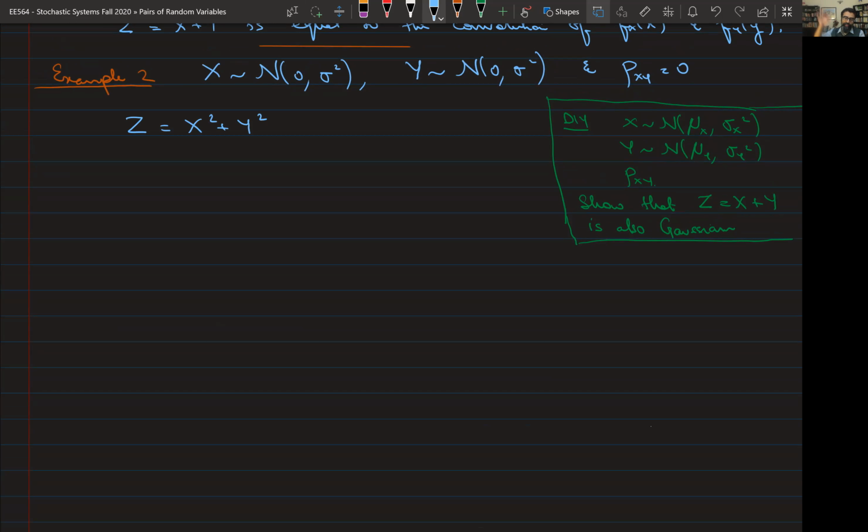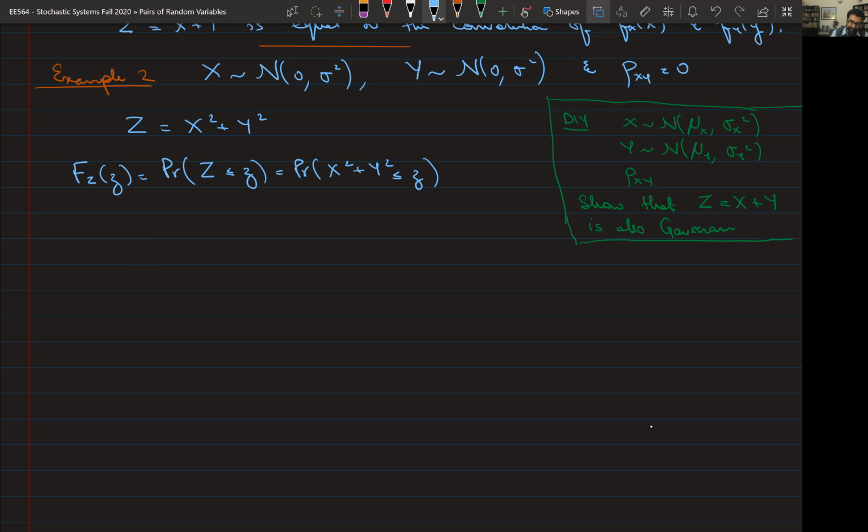If this was a square root, then you would have been finding the PDF of the distance. Because there's no square root here, this is the squared distance from the origin. You're required to find the PDF of z, and I go about this by following exactly the same principles. I will find the CDF first. The CDF is F capital Z of z equals the probability that capital Z is less than or equal to small z. This is the probability that x squared plus y squared is less than or equal to z.